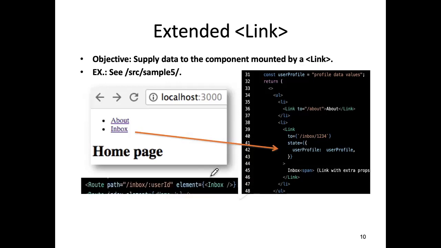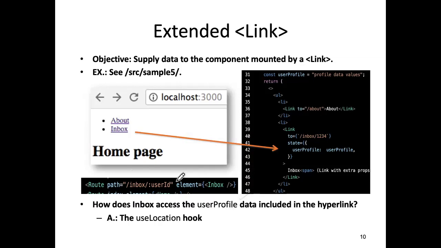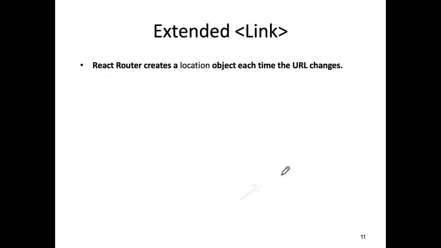So before I move off from this slide, my root entry is the same as before. That hasn't changed. So how does the inbox component get access to this additional data? And surprise, surprise, there's a hook that will do it for us.